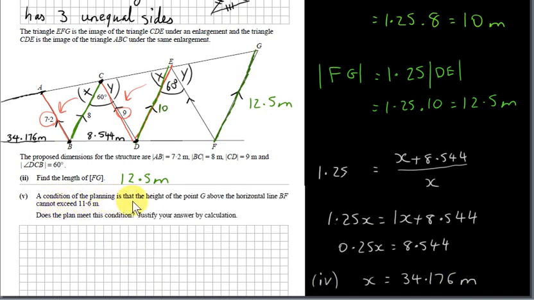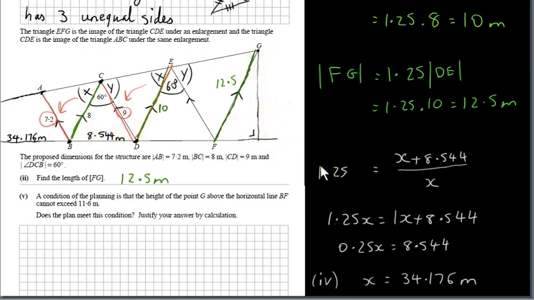A condition of the planning is that the height of the point G above the horizontal line BF cannot exceed 11.6 meters. Does the plan meet this condition? Justify your answer by calculation. So we want the height of G above the line BF. BF is this horizontal line here. So by height, of course, we want the perpendicular distance of the point G to this horizontal line. So we need to calculate this distance to see if it exceeds 11.6 meters or not.